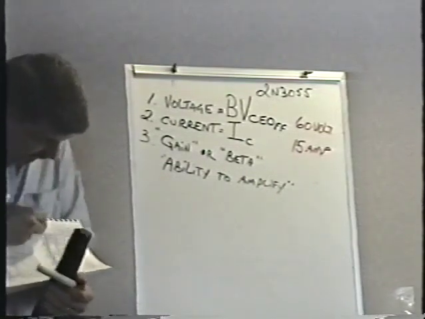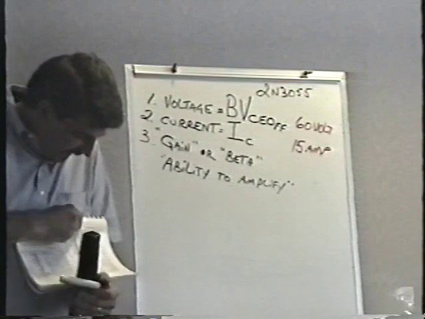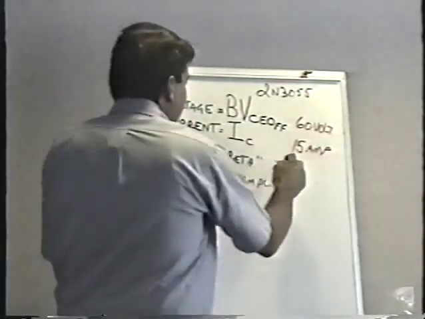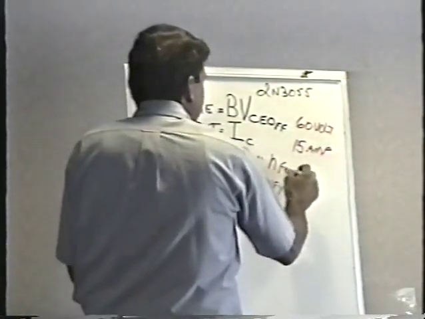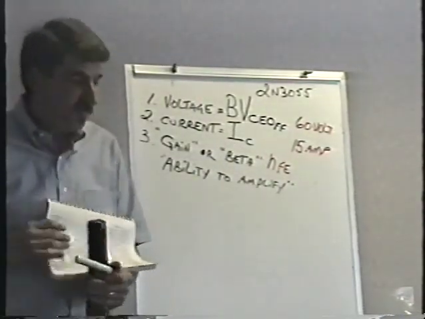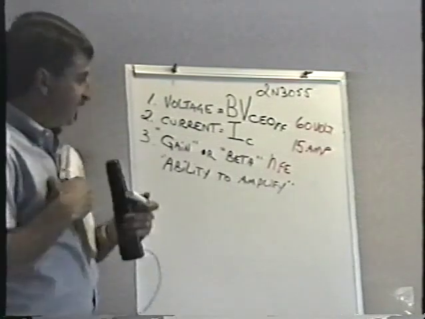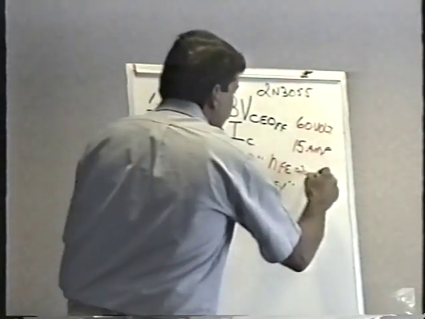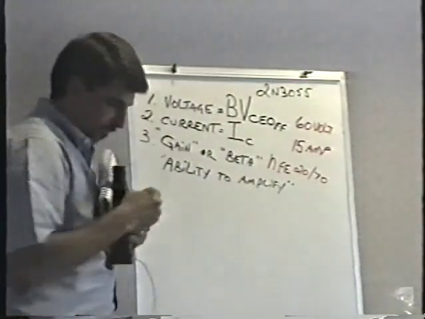And then if you look over here under the gain, HFE is the gain. The gain is abbreviated H sub FE. I have no idea what that actually stands for. And what is the gain of this transistor? It's 20 to 70.